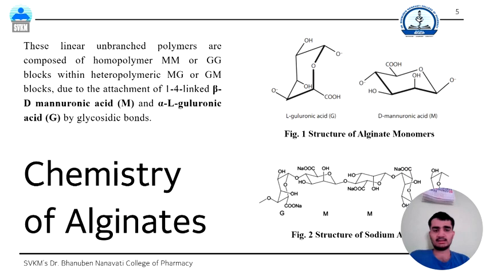Now the chemistry of alginate. It is nothing but a linear unbranched polymer composed of beta-D-mannuronic acid and alpha-L-guluronic acid, which are linked together by 1-4 linkage through glycosidic bonds. This is the structure of the alginate monomer, and this is the structure of sodium alginate polymer.